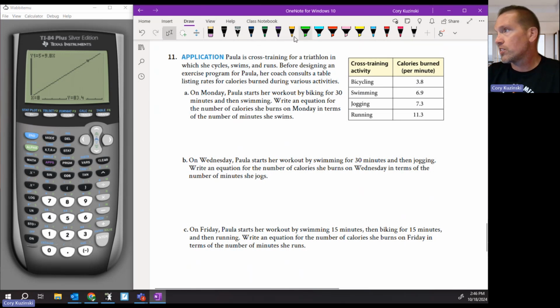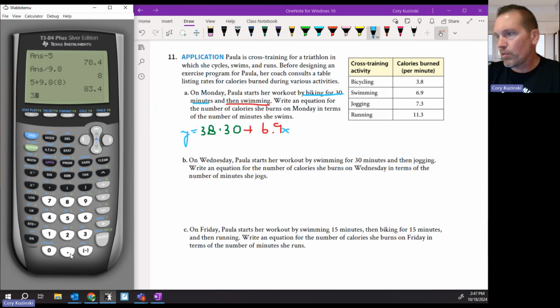Write an equation. Okay, how's she start? She starts biking for 30 minutes and then swimming. All right, so her equation is going to be y equals, the biking for 30 minutes is going to be 3.8 times 30. And then the swimming is going to be plus 6.9 per minute. So 3.8 times 30 is 114. So let's go y equals 114 plus 6.9x. So that's the equation that models her Monday workout.